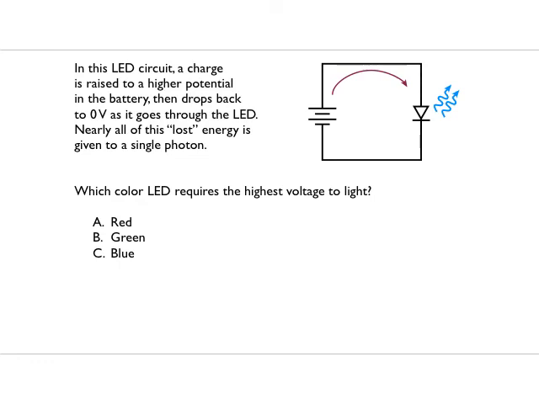Next question. In this LED circuit, a charge is raised to a higher potential and then drops back to 0 volts as it goes through the LED. Nearly all of the lost energy is given to a single photon. Which color LED requires the highest voltage to light? So think about this. And actually, we're going to work this one through.